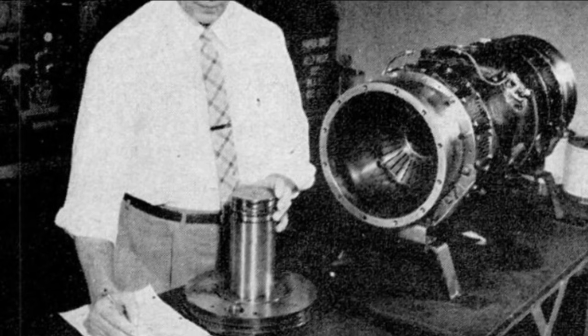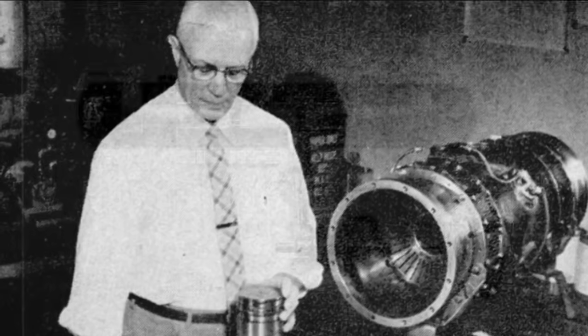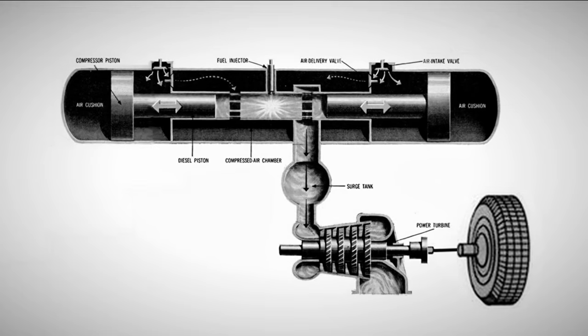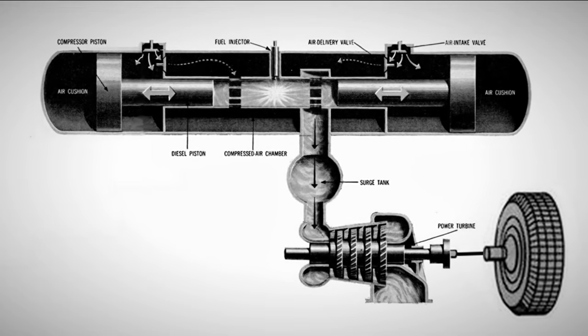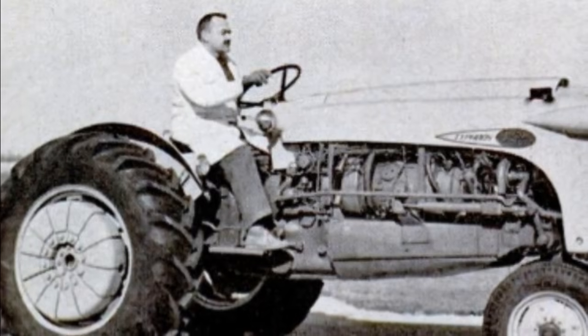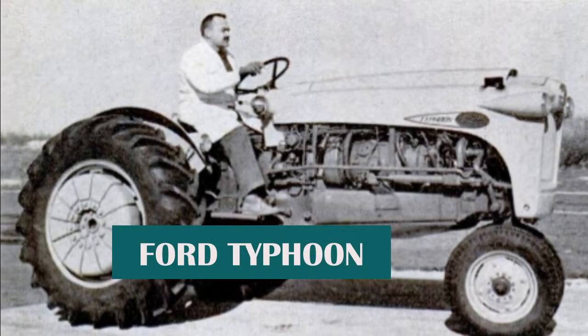propulsion unit. In 1957, Ford Motor Company published data on the experimental Ford Typhoon tractor. Its power plant consisted of a gas generator based on a diesel free-piston engine, and torque for the drive wheels was generated by an axial gas turbine. This film will discuss the design of the Ford Typhoon tractor and some of the experimental results.